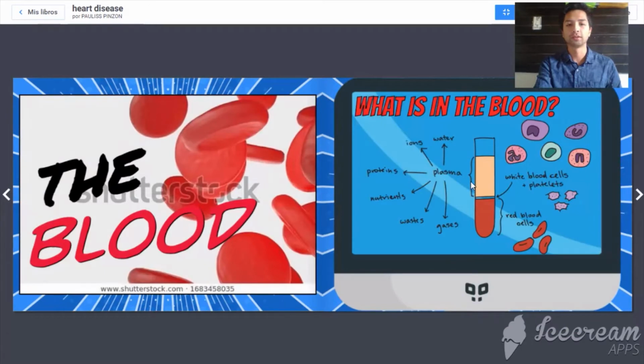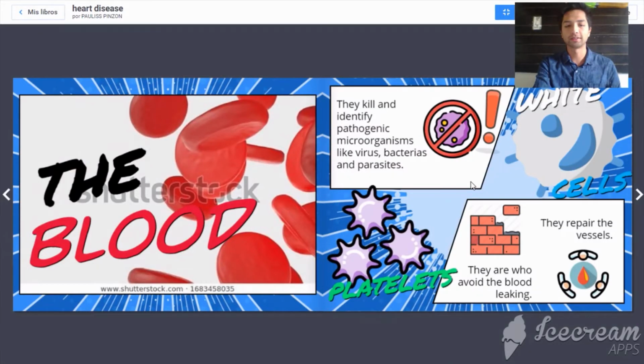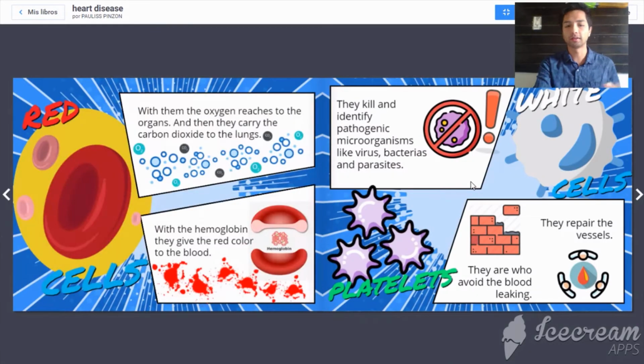So what is in the blood? The first thing everybody thinks of is the red cells. The red cells carry the oxygen and the carbon dioxide to all the organs, and they also have hemoglobin, the protein that gives the red color to the blood. We also find white cells, which identify and kill pathogenic microorganisms. They are our policemen, and we also have our builders. They are the platelets that repair the tissue of the blood vessels when something goes wrong.